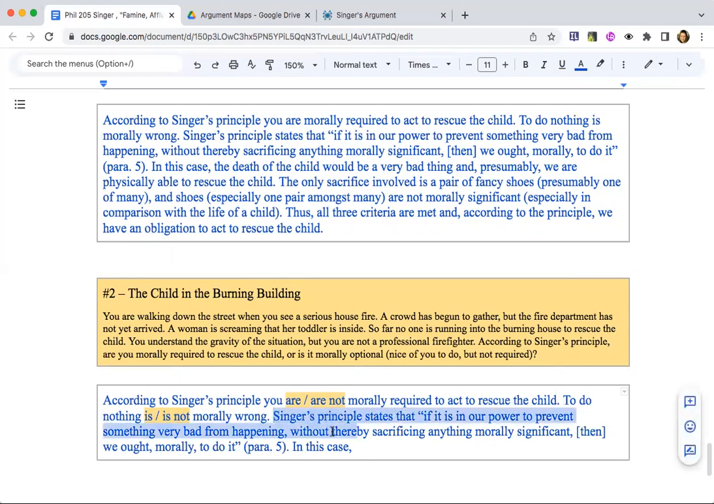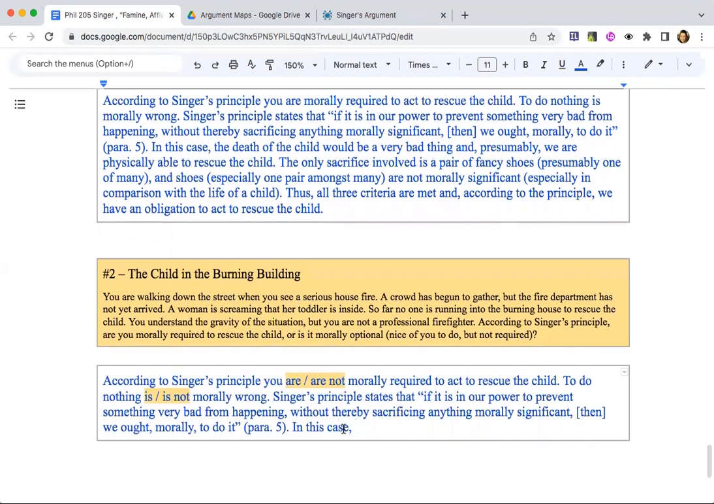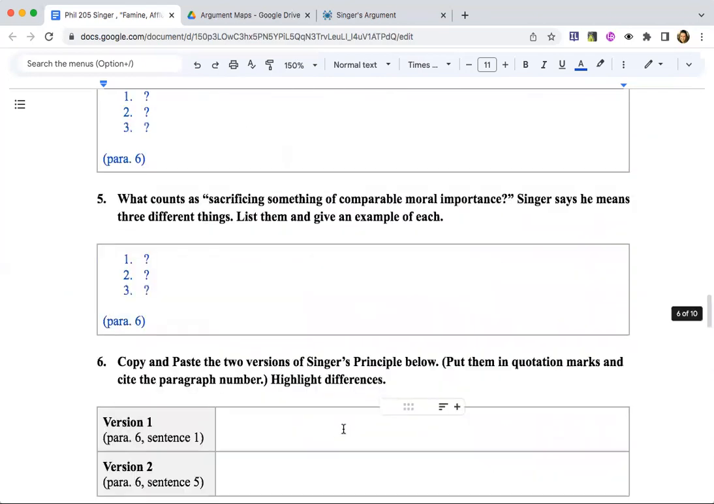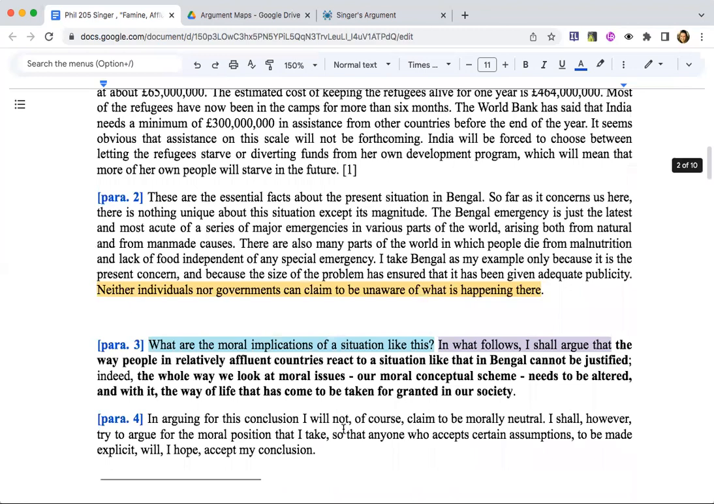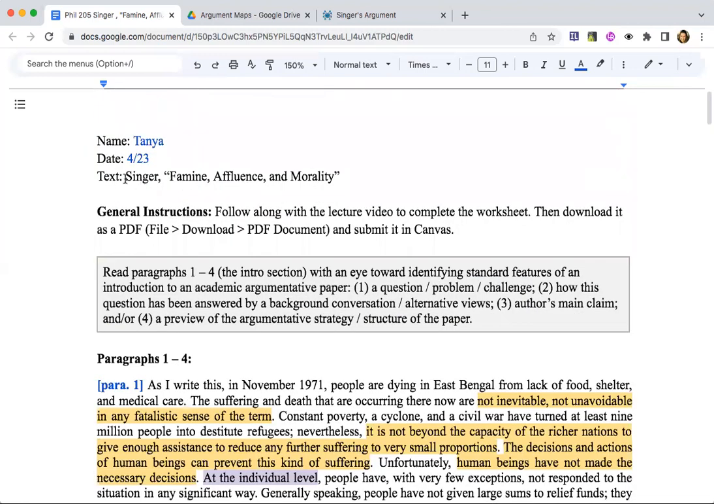Okay. To do nothing is or is not morally wrong. Singer's principle states that, this part's the same. In this case, now you do the connect step. I will leave you to finish that on your own. This completes the very detailed introduction to the first 5 to 6 paragraphs of Singer's famous Famine, Affluence, and Morality.